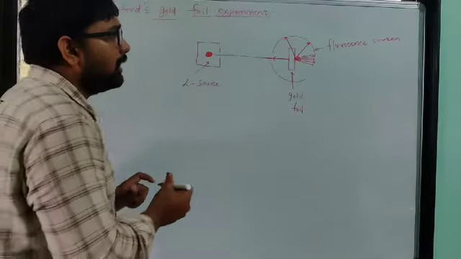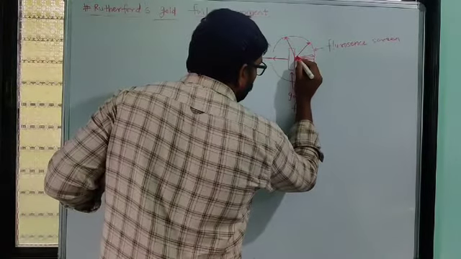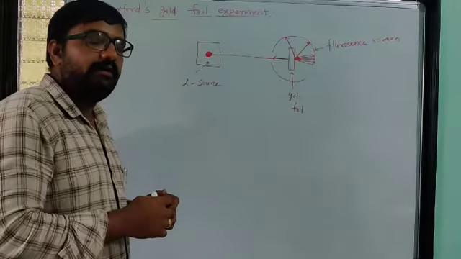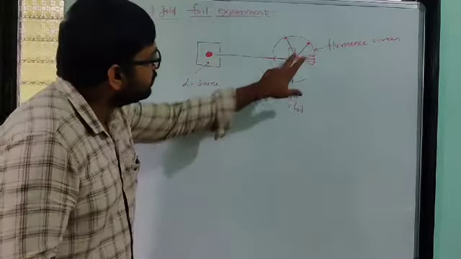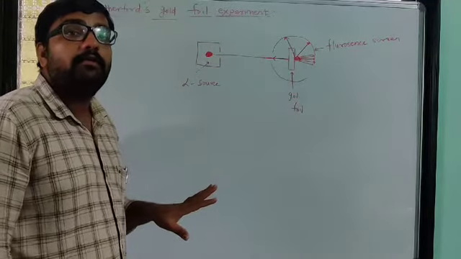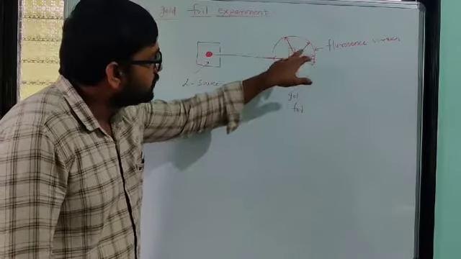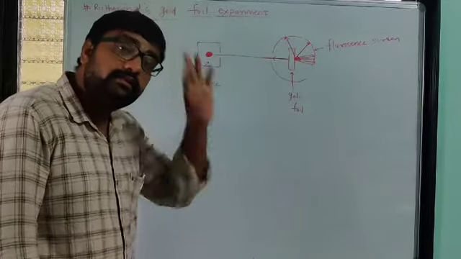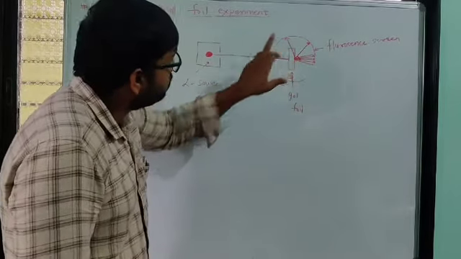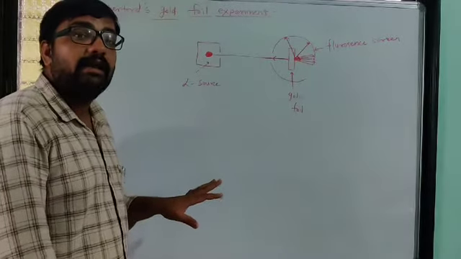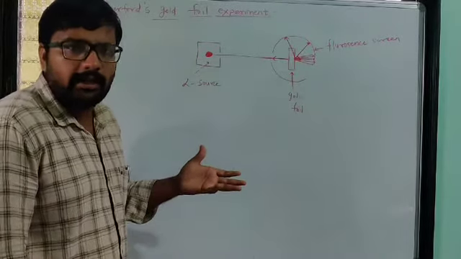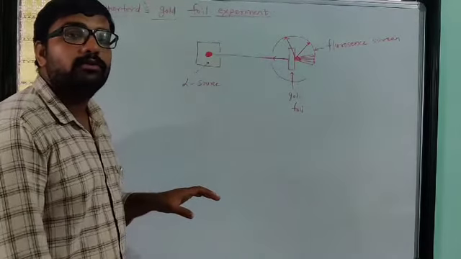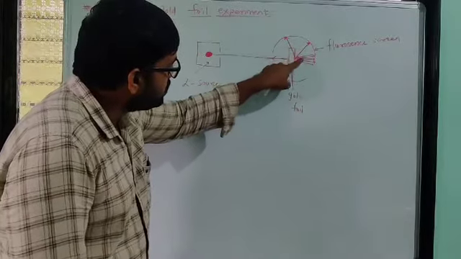Very few alpha particles deviate through small angles. Why they deviate, we will see later, but very few alpha particles deviate from their path, which we mention here. And further, very few alpha particles deviate from their path through a large angle. In a large angle, very few alpha particles deviate from their path, which we mentioned here.